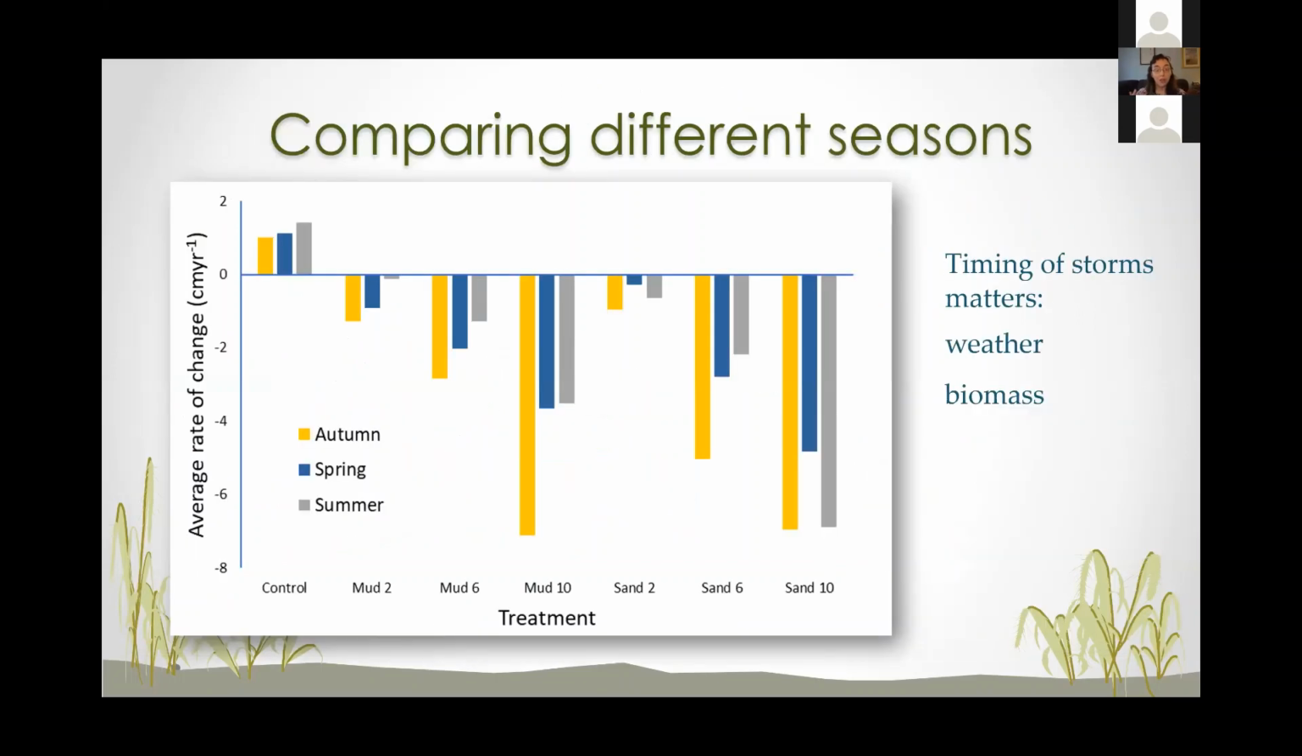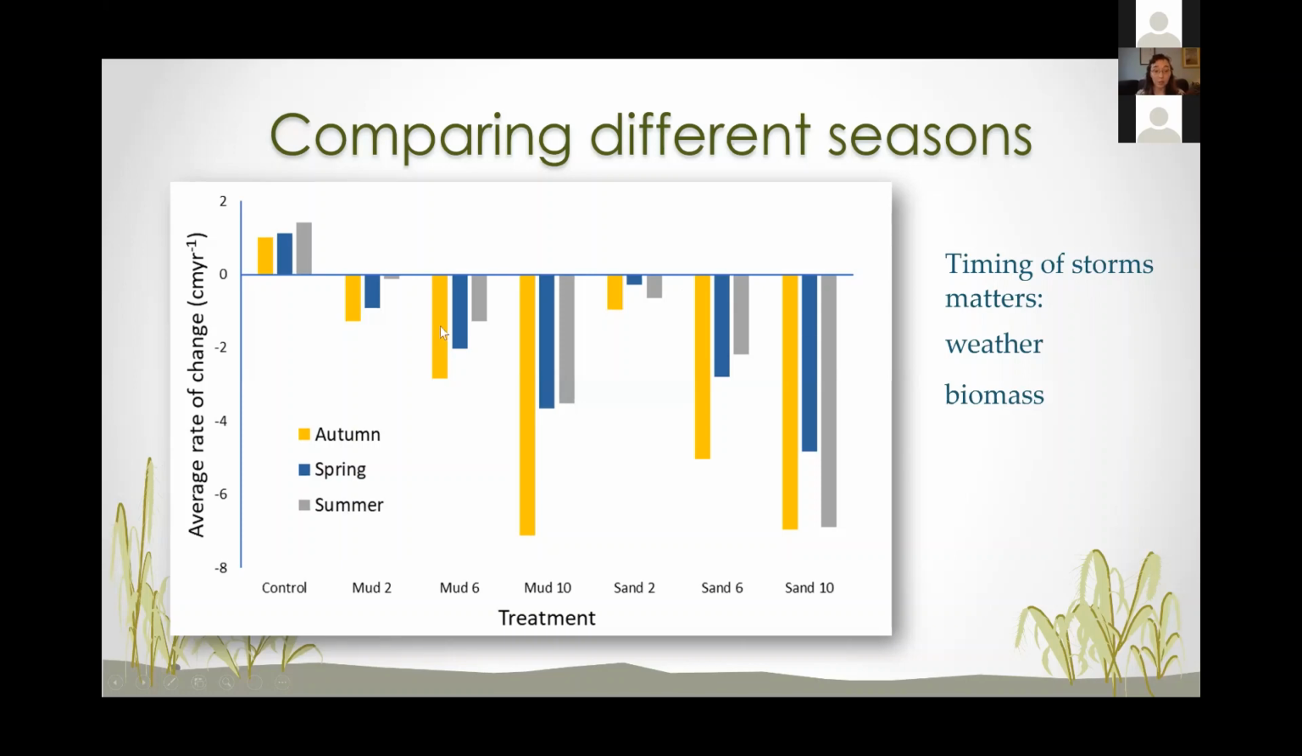The other thing I wanted to talk about in terms of this elevation was looking at the different seasons that I mentioned. This graph was made using a rate of change in elevation. Again, you can see here with the control that it gained elevation, and then the different treatments over here. The trend I want you to notice here is that the autumn deposition in yellow generally had the most loss, whereas the summer deposition in gray generally had the least loss.